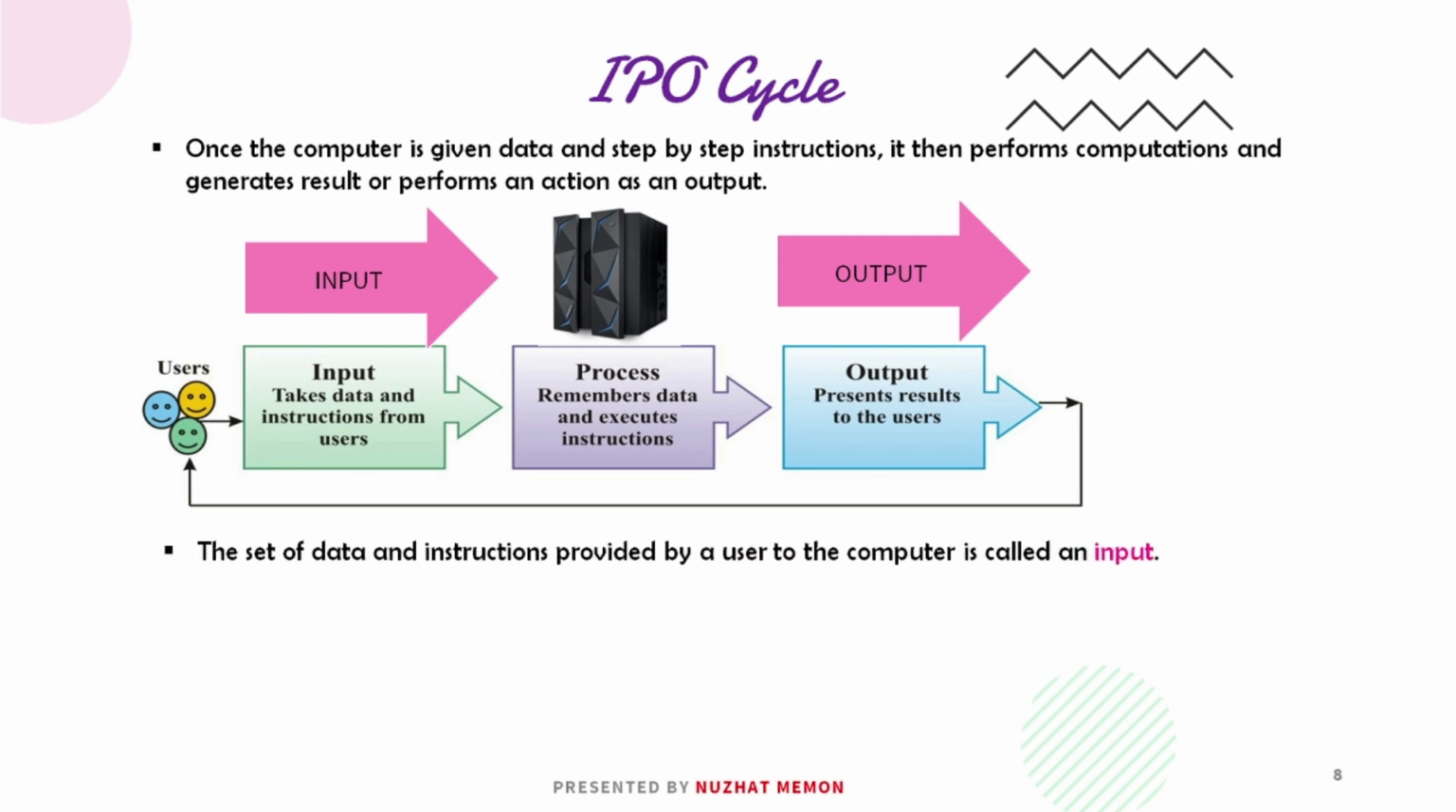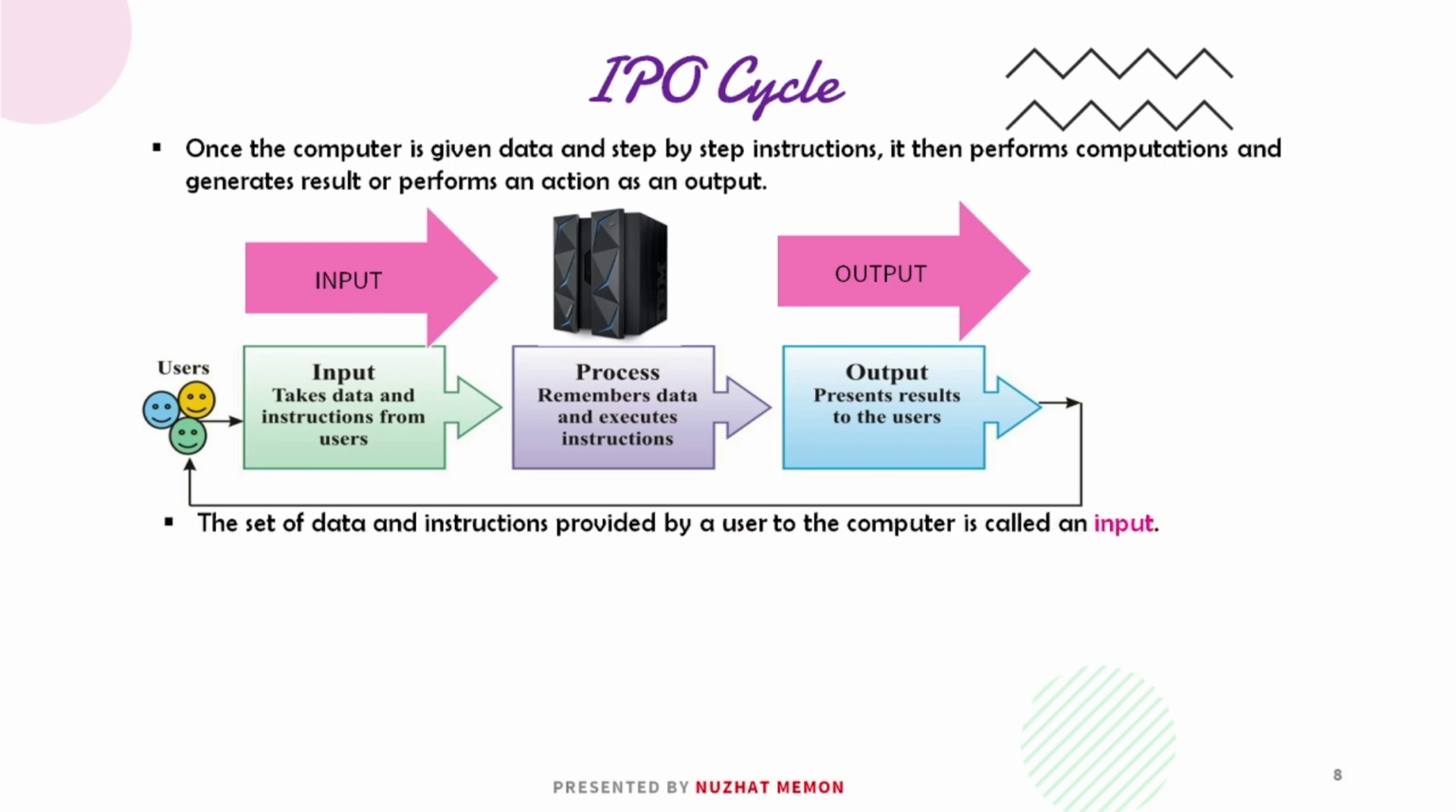First is input. Input is a combination or set of data and instruction provided by a user to the computer. Here I will explain what is data and what is an instruction with one simple example. Suppose you want to do multiplication of any two numbers, say 5 and 7. You are giving numbers 5 and 7 and instruct the computer, or you guide the computer, to do some mathematical calculation on these numbers 5 and 7. So here data is your two numbers, that is 5 and 7, and the instruction you are giving is multiplication of these two numbers.